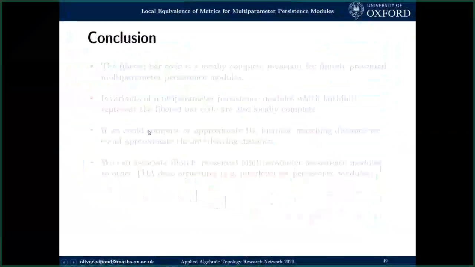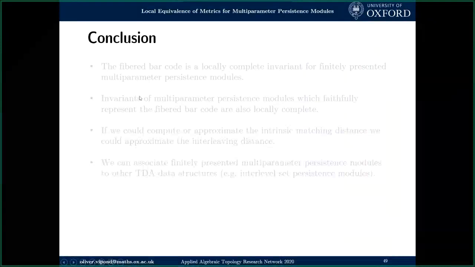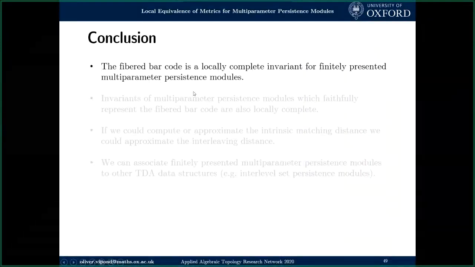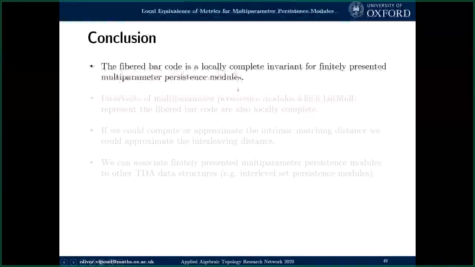So I guess I can summarize in conclusion, the main points to take away from this talk is that the fibered barcode is in fact a locally complete invariant for finitely presented multiparameter persistence modules. So although globally it's incomplete, if you're looking locally, it's a complete invariant, and it does just as well as the interleaving distance, just up to some constant factor.